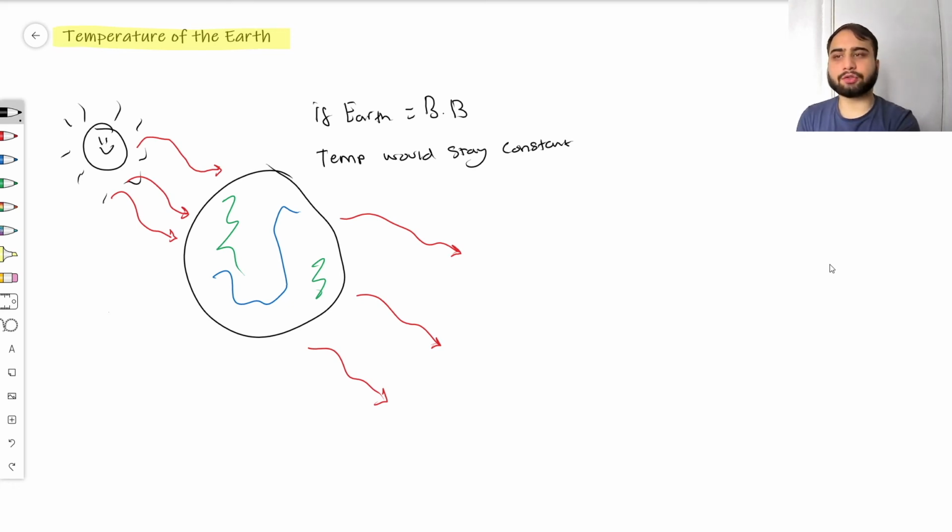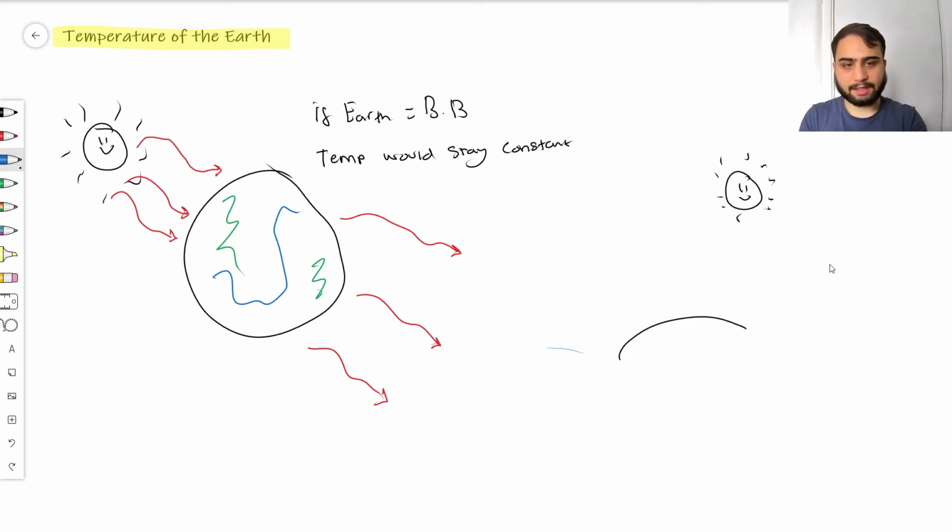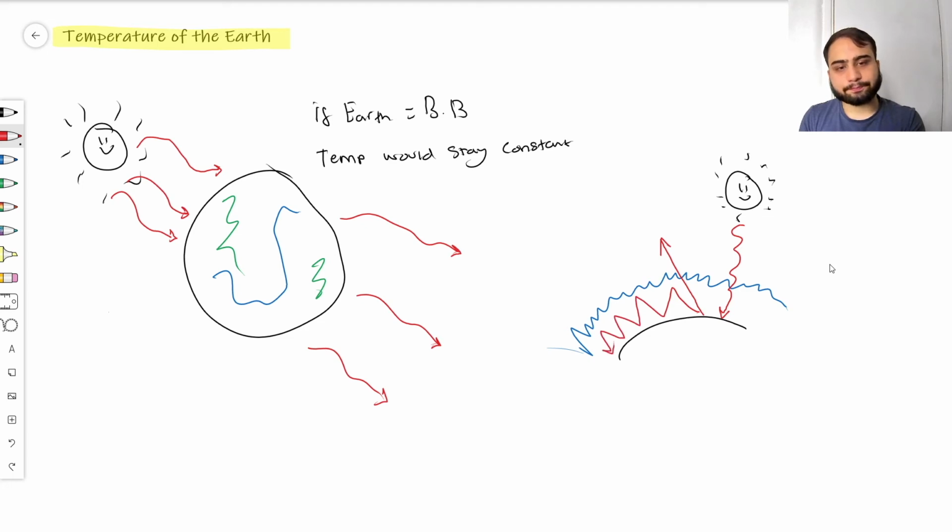Well, let's draw a cross section of the Earth. Here we have our Earth and our Sun here. The Earth is surrounded by something called the atmosphere, and let's draw that in blue. Now this is a layer of gas surrounding the entire Earth. So that means that when infrared radiation is incident upon the Earth, rather than all of it being re-emitted out, some of it gets reflected back towards the Earth.